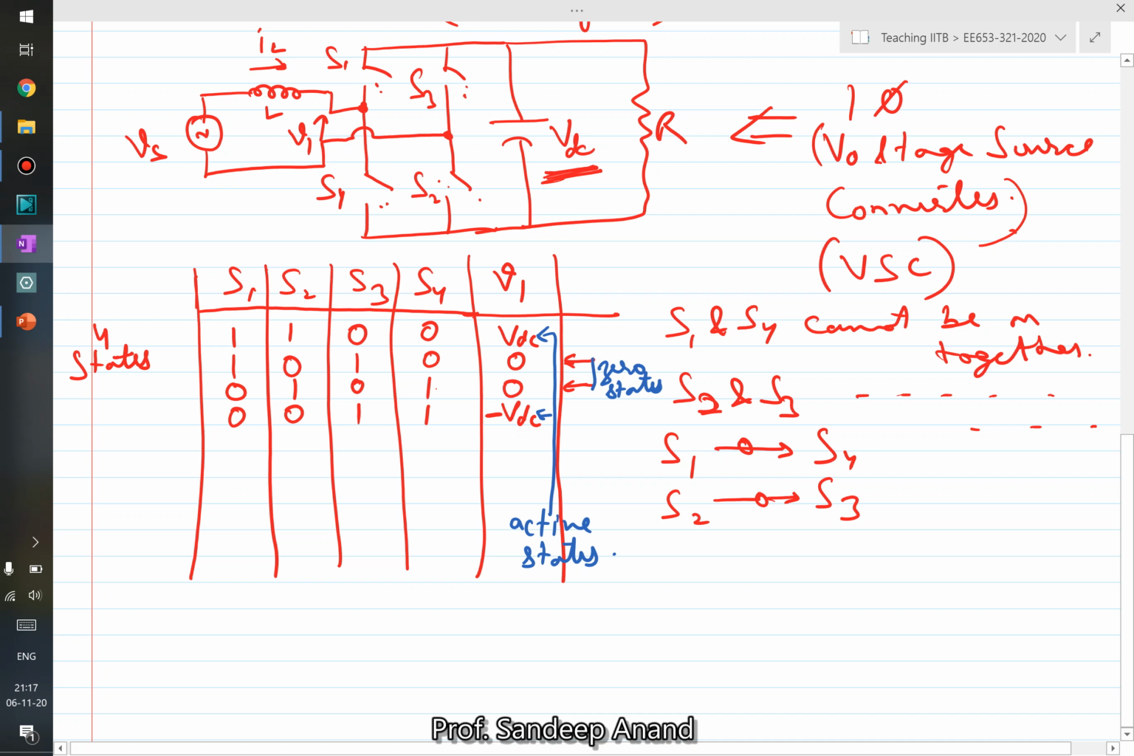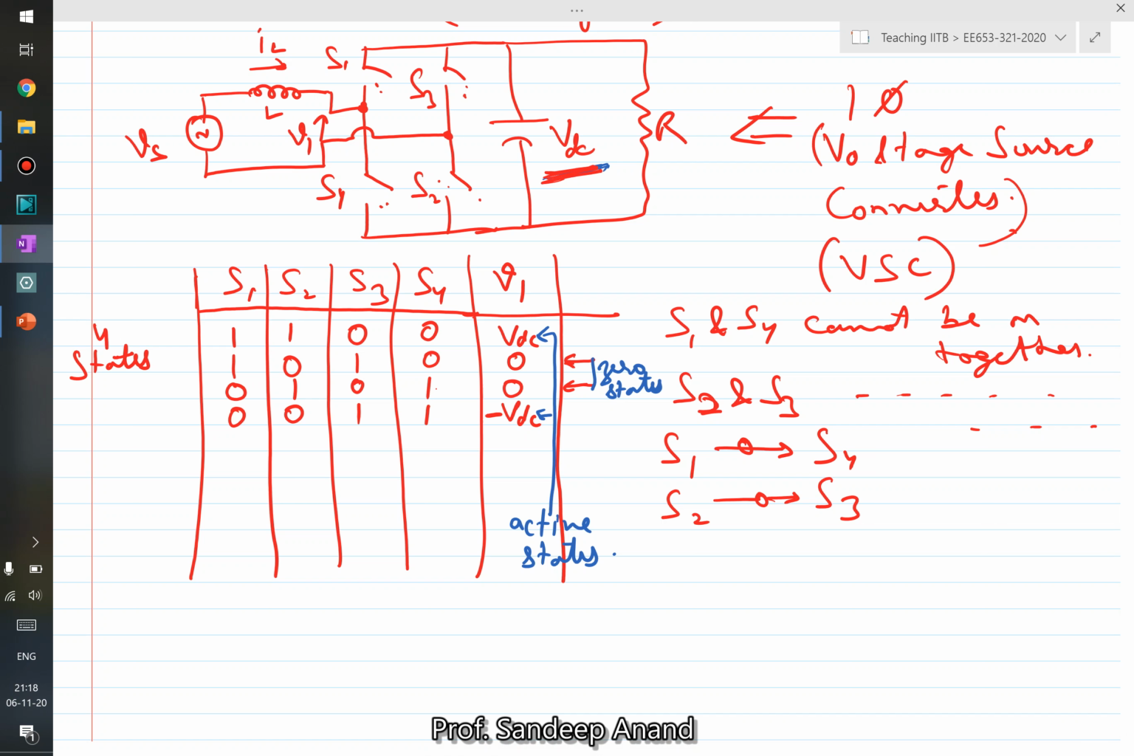So in the 0 state, if you see, the inductor current is just freewheeling through some of these switches, and the inductor current is not flowing through the DC link voltage or the output capacitor. But in the active state, the inductor current is flowing through the output capacitor. It could be charging it, it could be discharging it, but the inductor current takes the path through VDC.